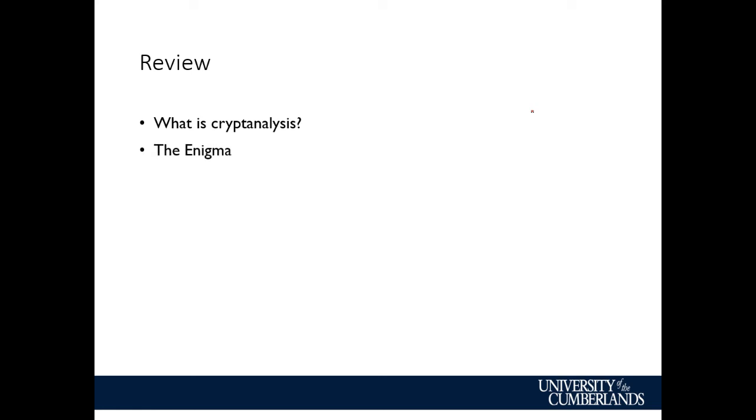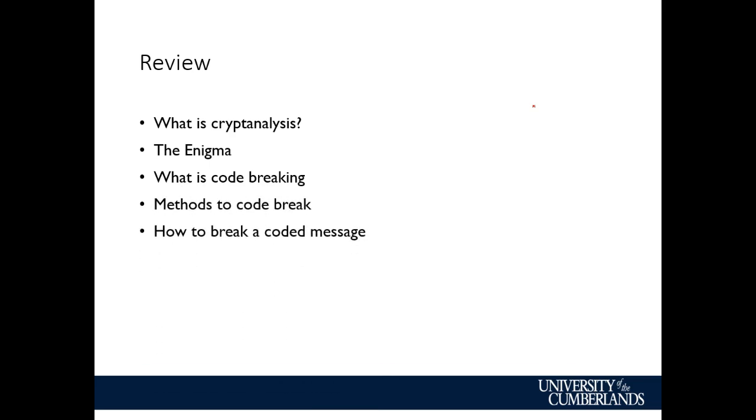The Enigma, the importance of it. Here the Germans felt that this was an unbreakable machine, and yet the Allies figured out systematically how to go about breaking this unbreakable machine, and they had success, and it changed the war. What is code breaking? Turning ciphertext into plaintext, understanding what it is. And we went through the different methods of it.